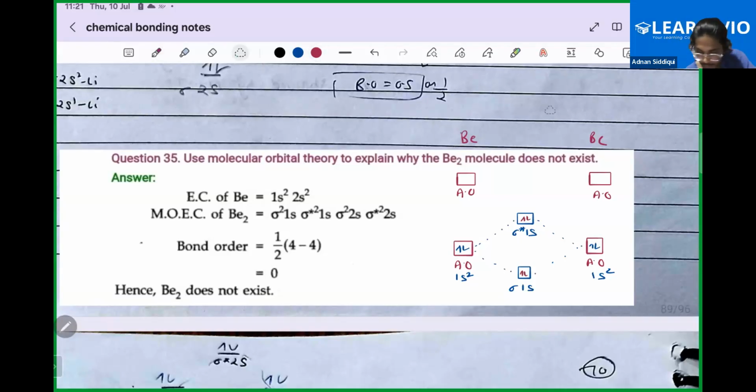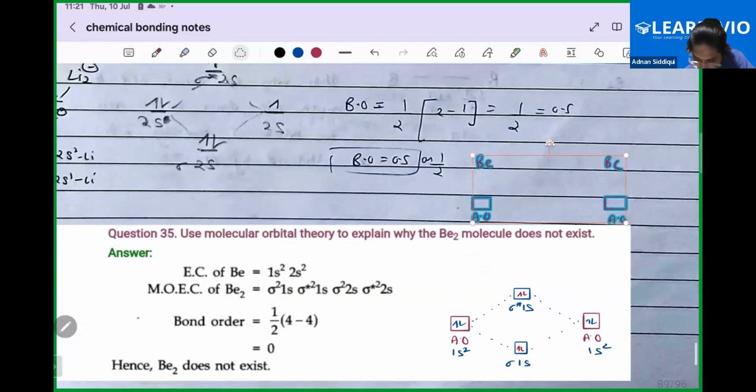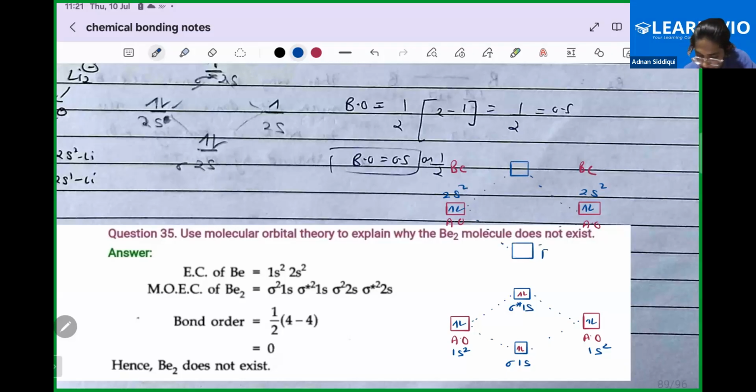2s has two electrons, so 2s2, two electrons here and two electrons here. Again, atomic orbitals are going to merge and give us molecular orbitals. This one is sigma 2s, and this is sigma star 2s, the anti-bonding one.